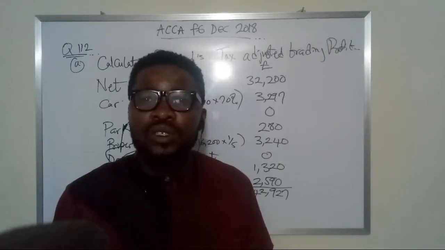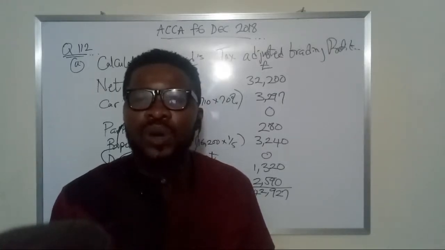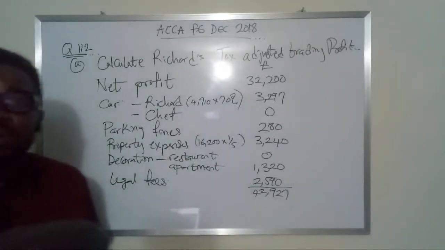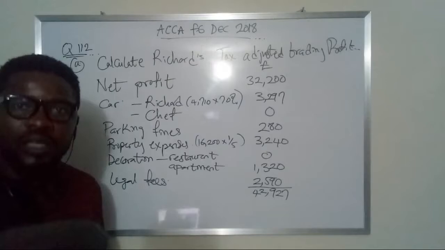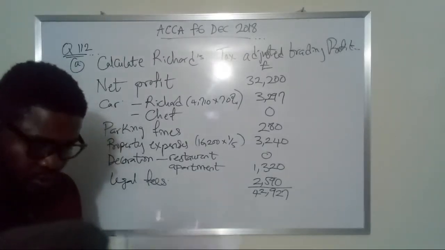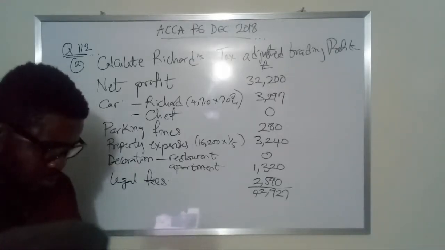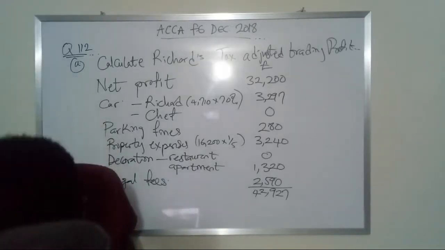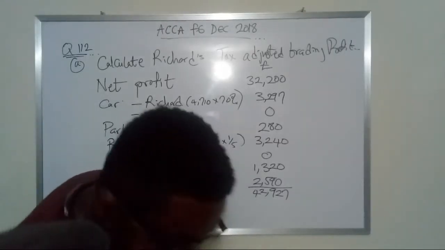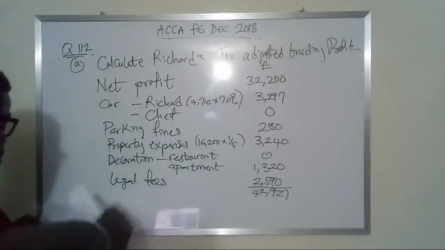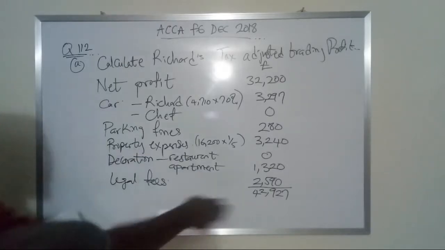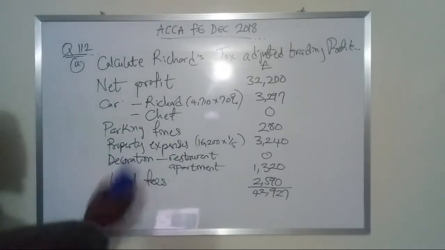Do you know how to do this already? If you know how to do it, there's no need to waste time, so let me just jump to the next thing. So let's save time. After you do this, you will calculate the capital allowances, deduct it, and you get to the tax adjustable.